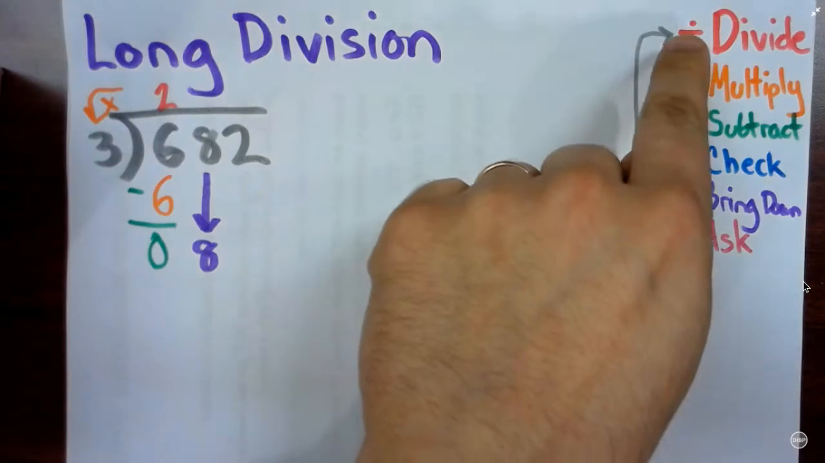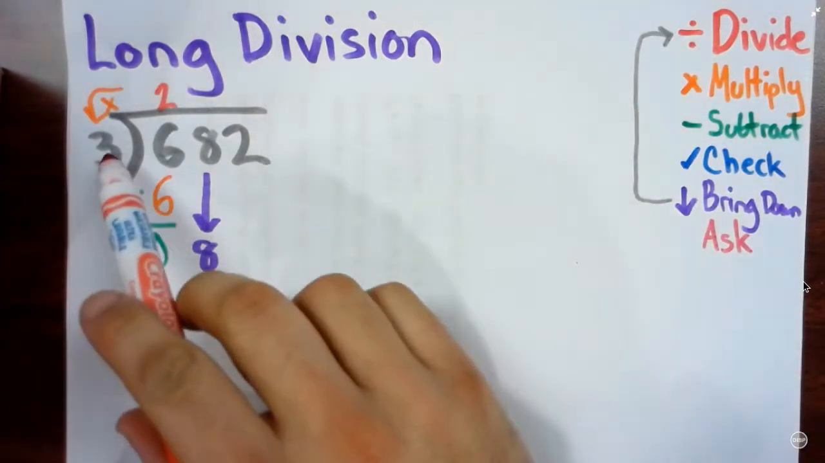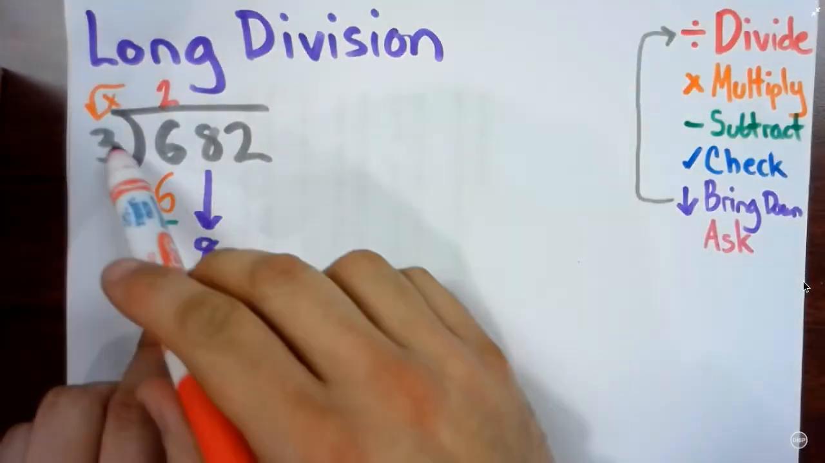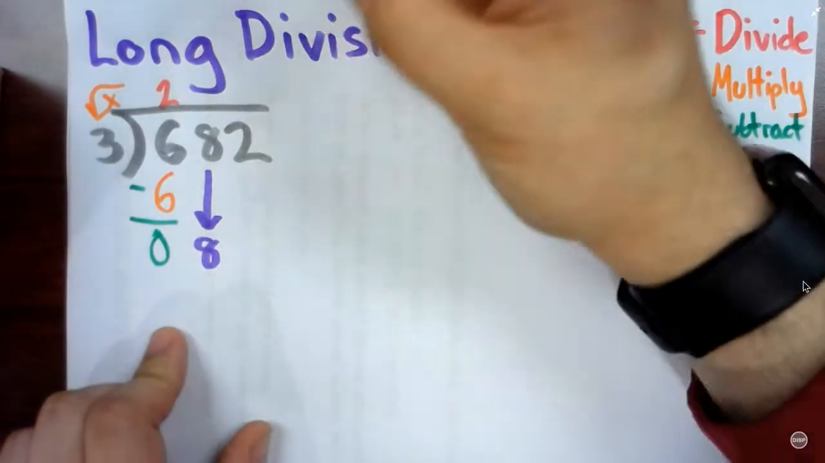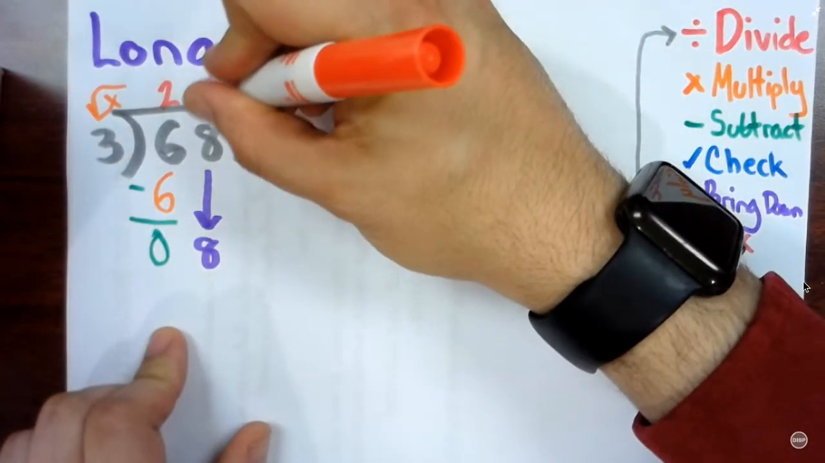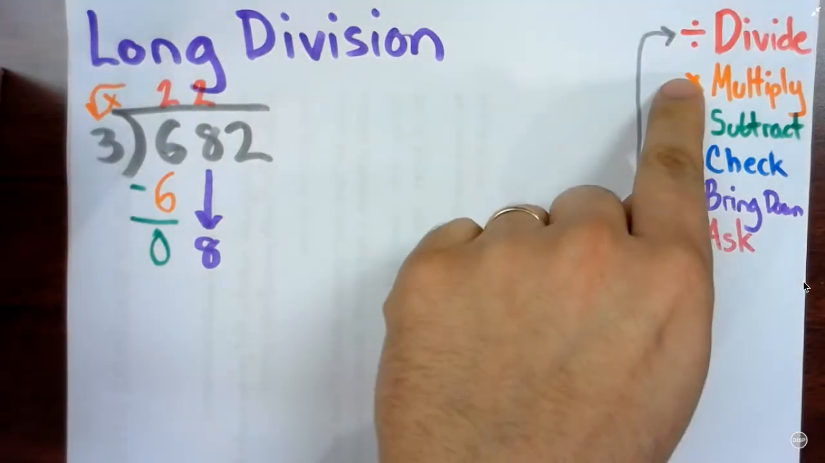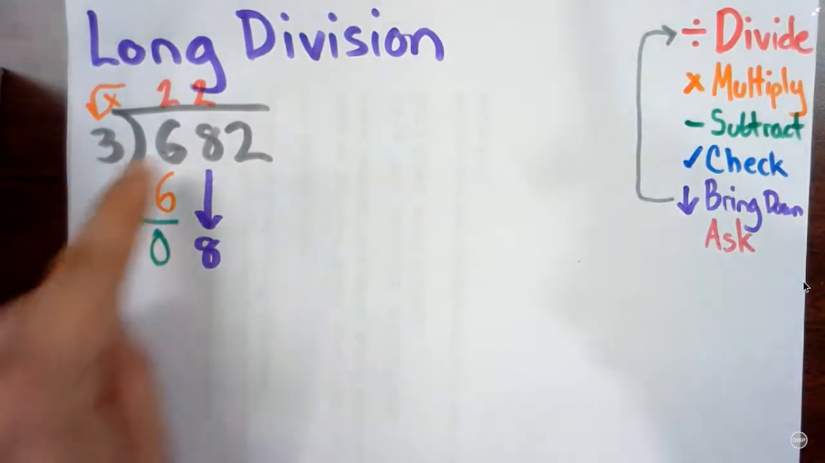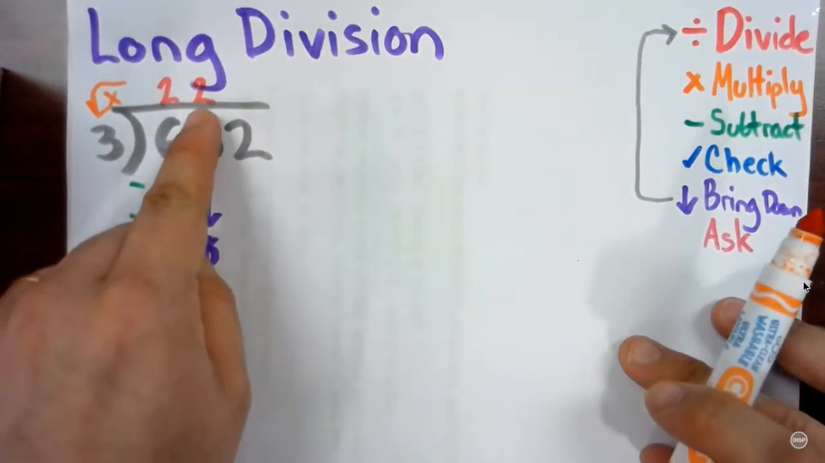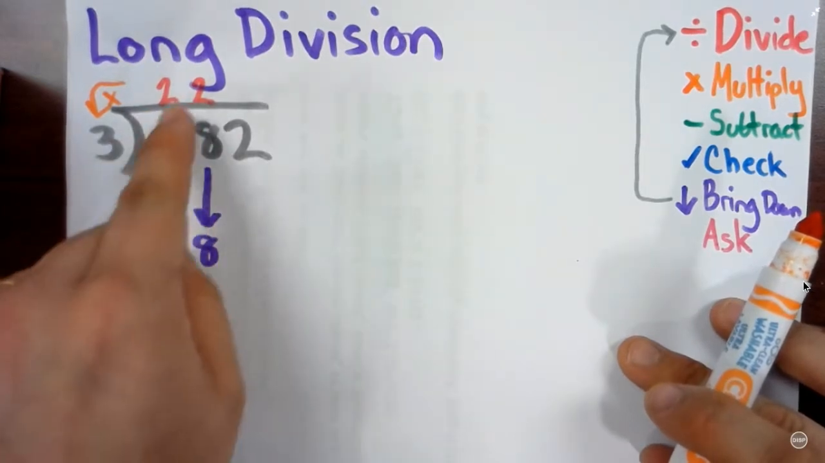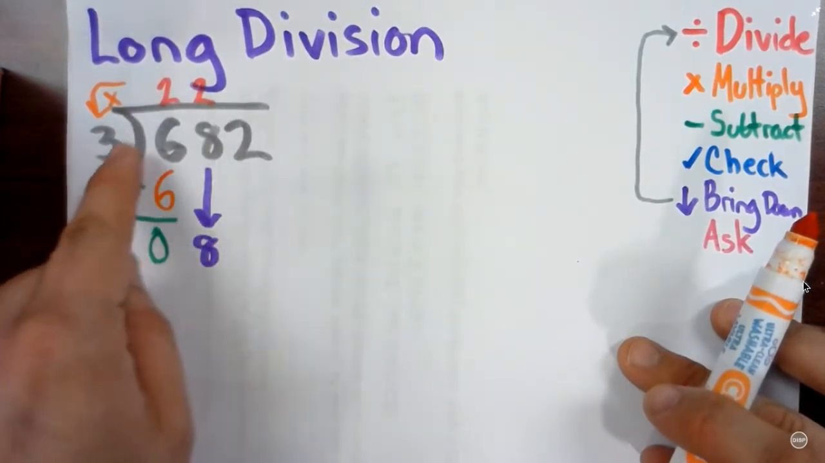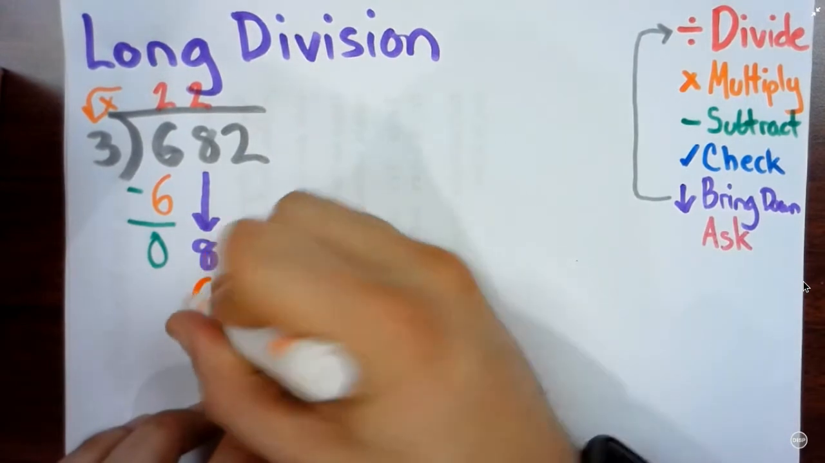My first step is division. So 3 into, now I'm looking down here, 3 into 8. 3 goes into 8 2 times. And now my next step is I'm going to multiply. 2, I'm just using the digit that I just put up here. I'm not doing 22 times 3. Just doing 2 times 3 equals 6.